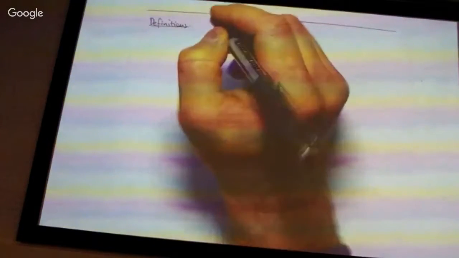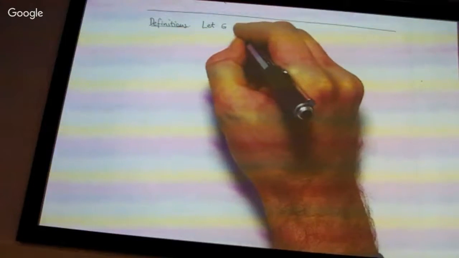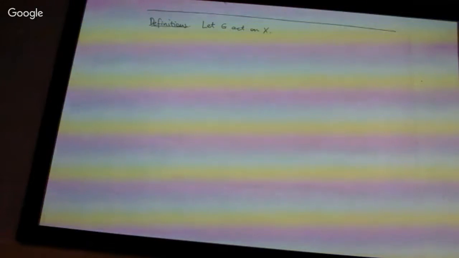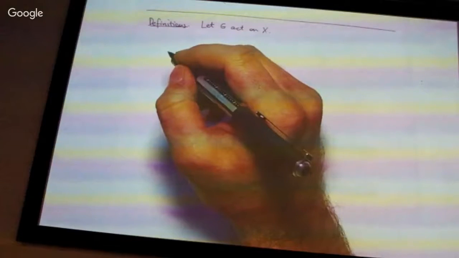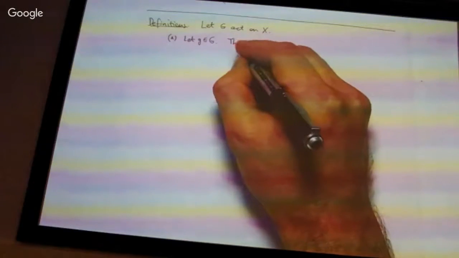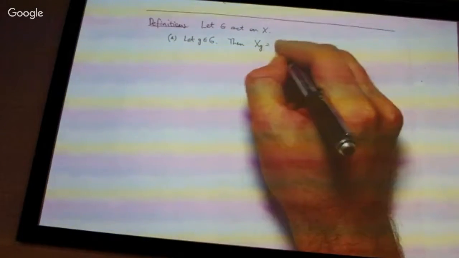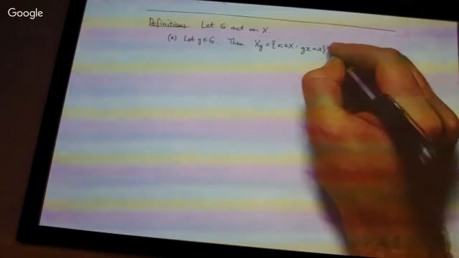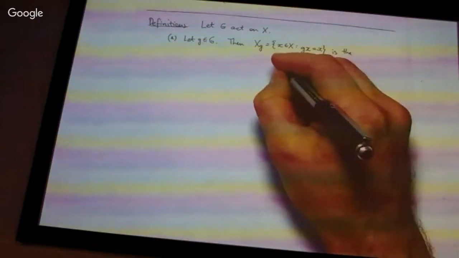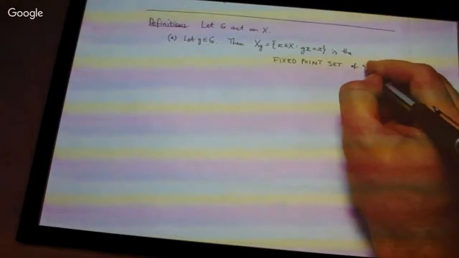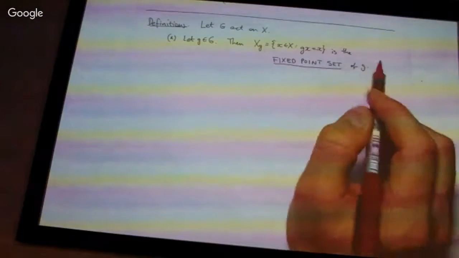Definitions. All these definitions always start like G acts on X. The book says X is a G-set, which is a strange terminology, so I always say G acts on X. Then if I take any element of the group, I look at all the x's which stay put, and I call this the fixed point set of that element.